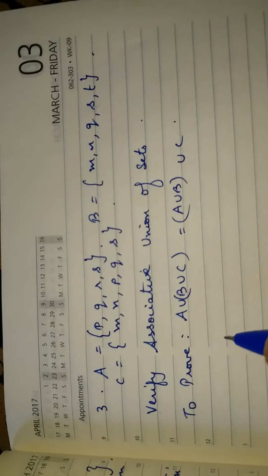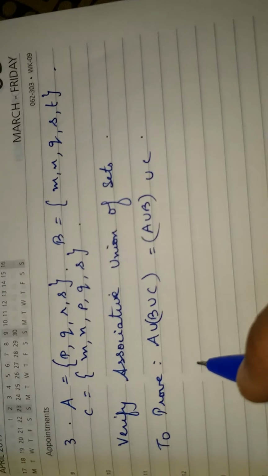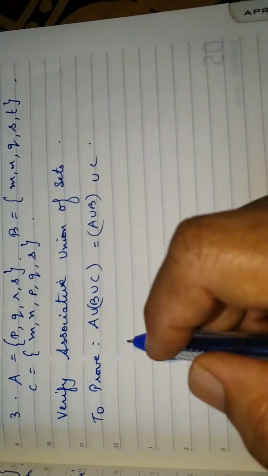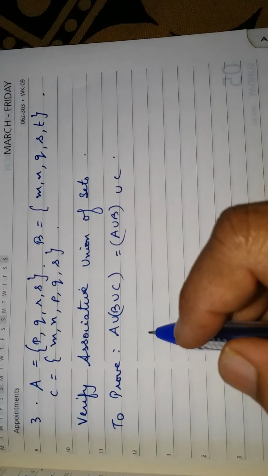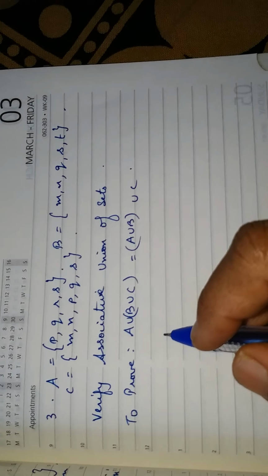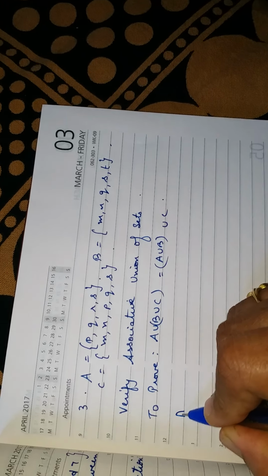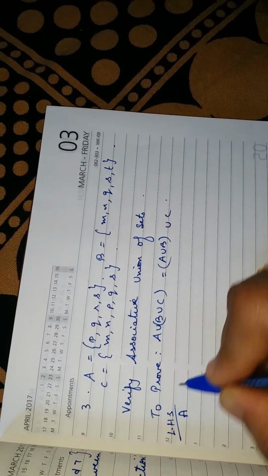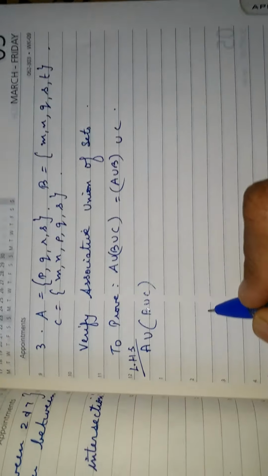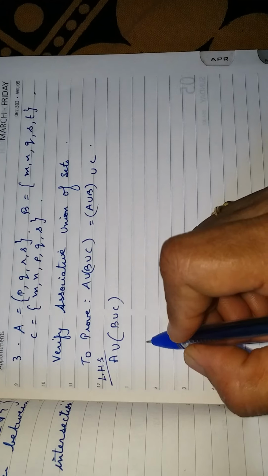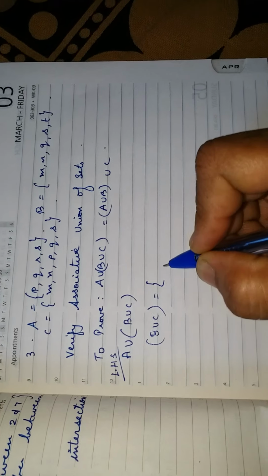A is equal to {P, Q, R, S}, B is equal to {M, N, Q, S, T}, C is equal to {M, N, P, Q, S}. They asked you to verify the associative property of union of sets. Associative means 3 sets will be considered, and you differentiate them with the help of brackets, which you are already familiar with. So the first step is to find the left hand side, I have written LHS. First find A union (B union C). That means first you find what is within the bracket, B union C, which means the elements of B and C together.